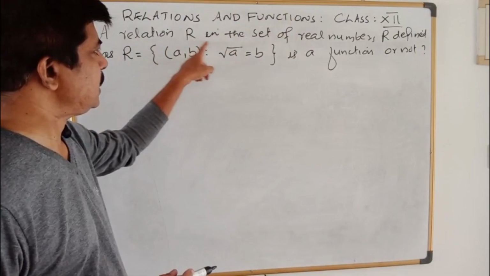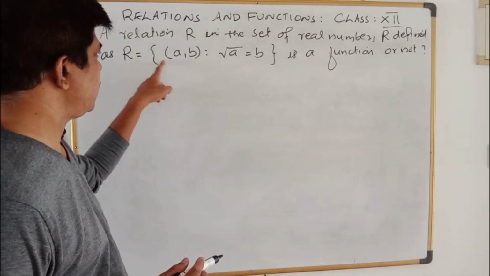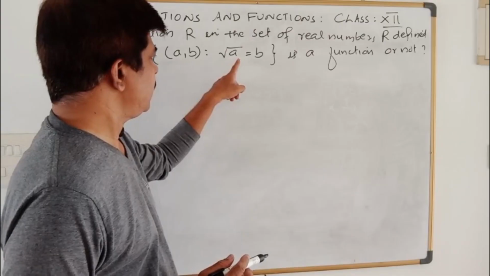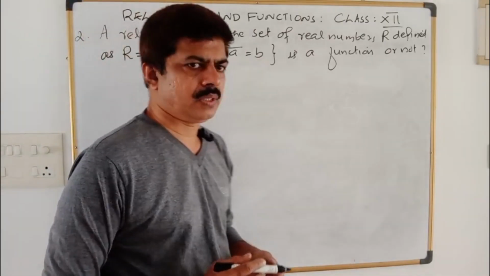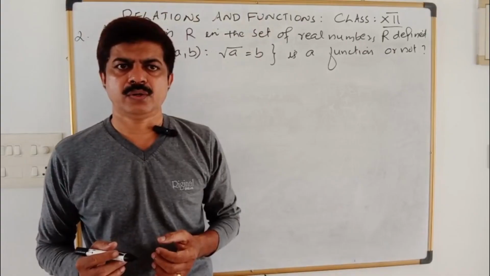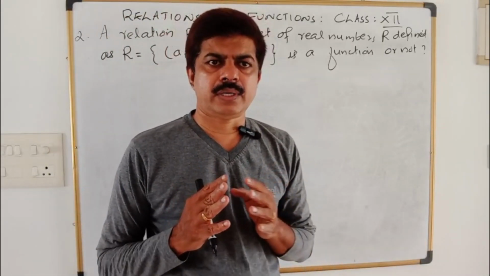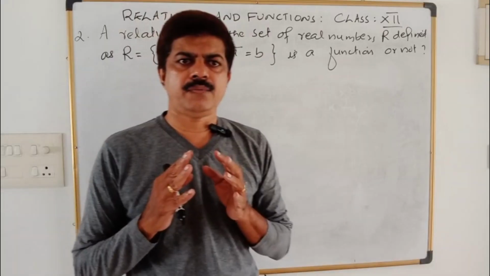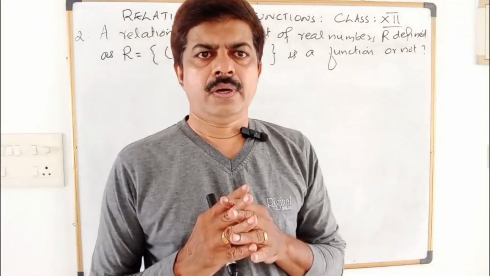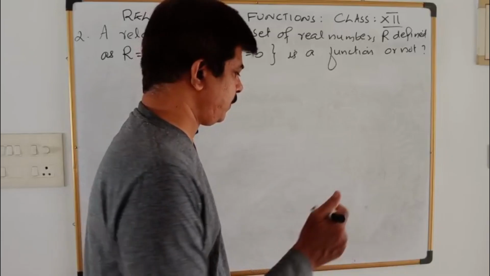A relation R in the set of real numbers defined as R equal to {(a, b) such that root a equal to b}. Is it a function or not? We have to check whether the given relation is a function or not. Students, we know that all relations are not functions. Some of the relations are only functions. How can you define a function?